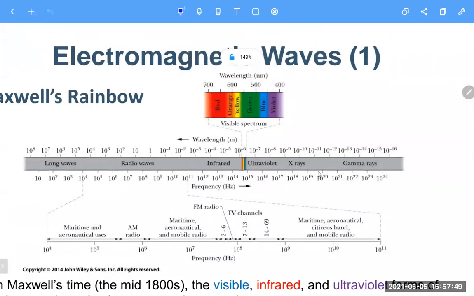And generally, you can see here, this is wavelength. If it is to the left, it means that the wavelength for the EM wave is longer, and to the right, the wavelength is shorter and shorter. And simultaneously, this is the frequency. You can see that to the right side, the frequency is higher, and to the left side, the frequency is lower.